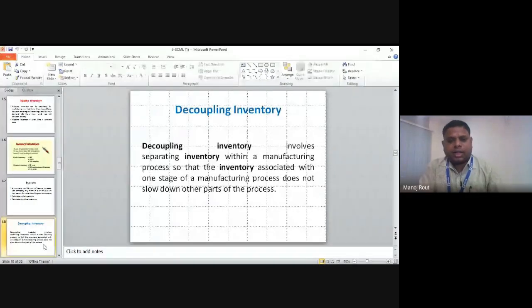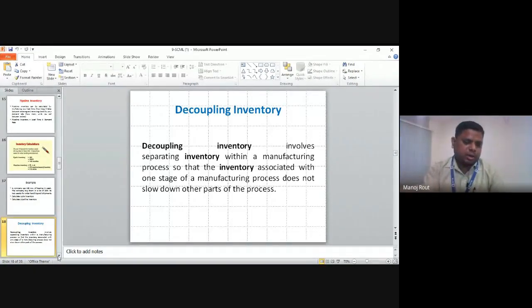In the case of decoupling inventory, it involves separating the inventory within a manufacturing process so that inventory associated with one stage of the manufacturing process does not slow down the other process. So this is another type of inventory.